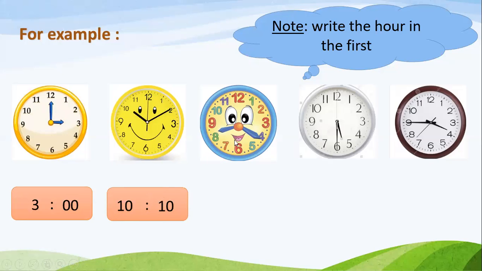The next one. Look at the shorthand. The shorthand points to 8. So I will write 8 in the part of hours. The long hand points to 4. Will I write 4? No, I will not write 4. I will write the invisible numbers 5, 10, 15, 20. So I will write 20 if the long hand of minutes points to 4.